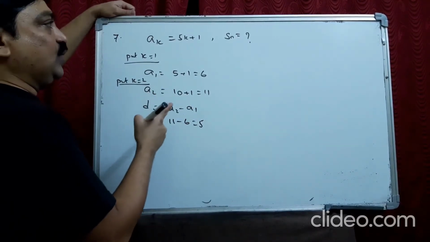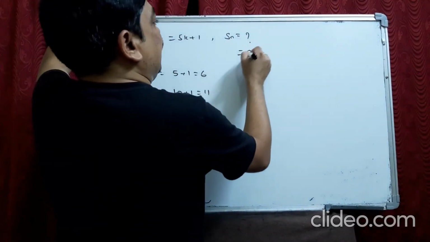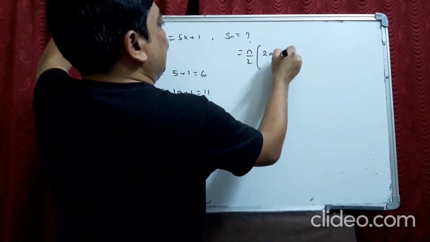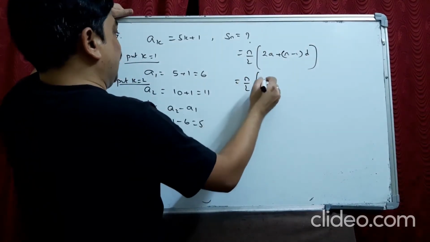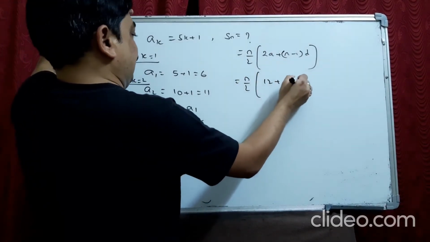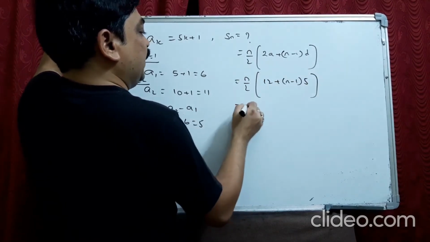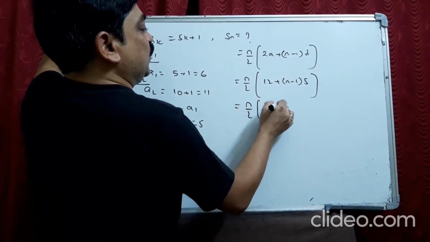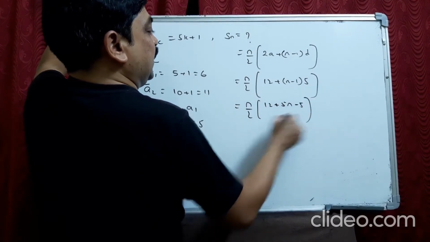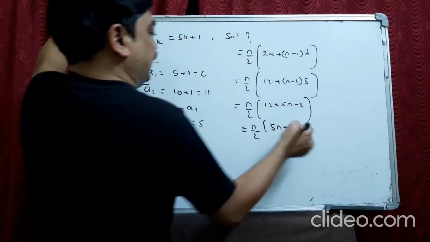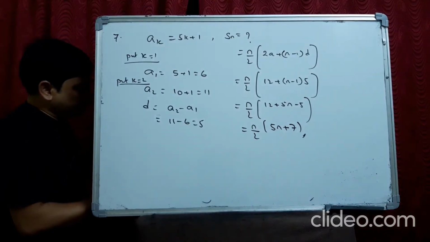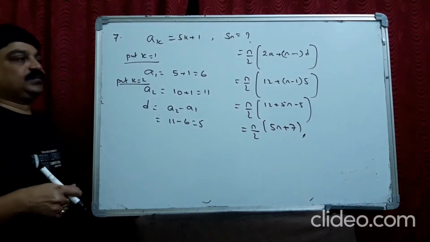And Sn you have to find out. Sn is n by 2 of (2a plus (n minus 1) into d). So n by 2 of (2a, 12, plus (n minus 1) into 5). It becomes n by 2 of (12 plus 5n minus 5). It becomes n by 2 of (5n plus 7). Let us see. Yes, it is right.